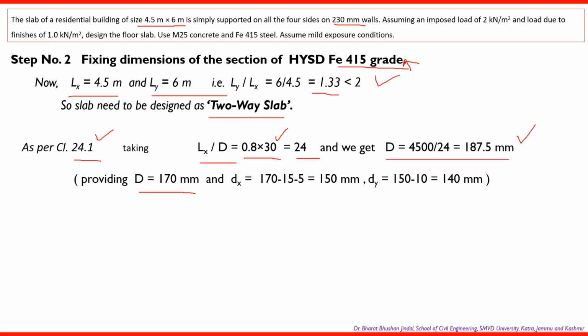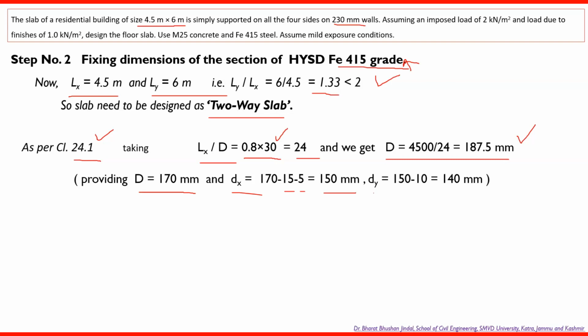So we can try by taking it equal to 170, which is a round off figure. The effective depth along the x direction will be 170 minus 15, which is the clear cover, and 5, which is half of the reinforcing bar parallel to the shorter axis or shorter span. So we get dx equal to 150 mm.